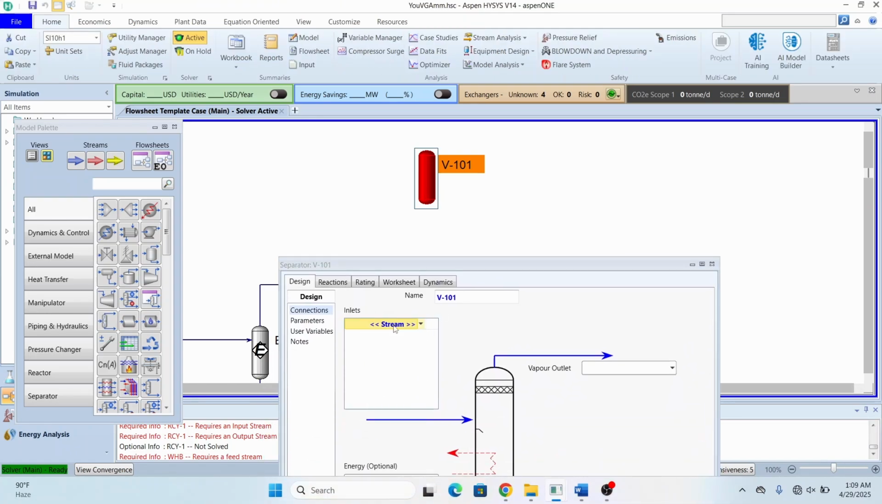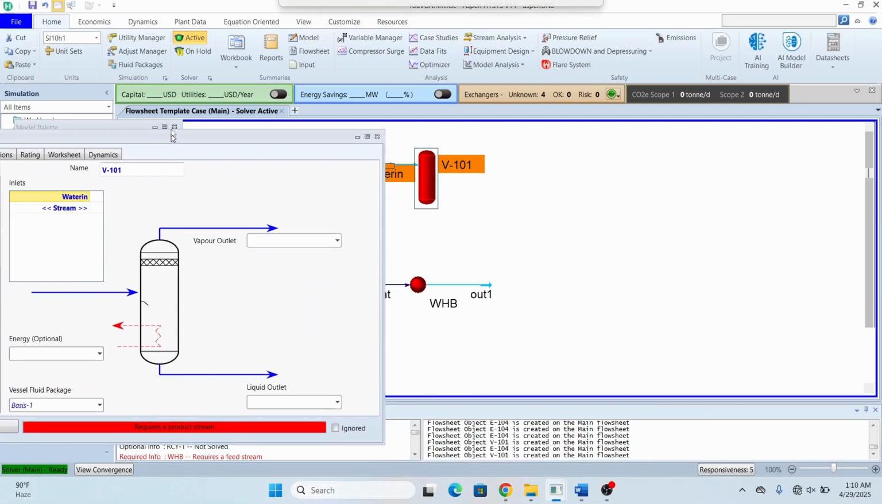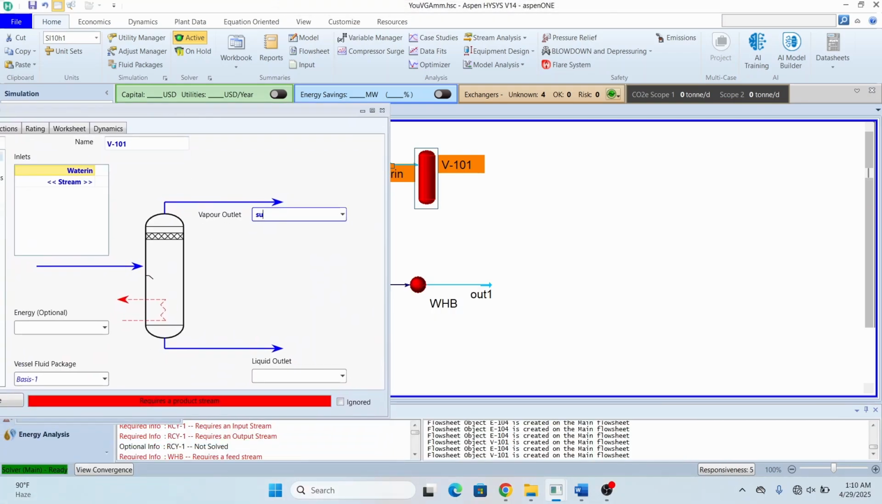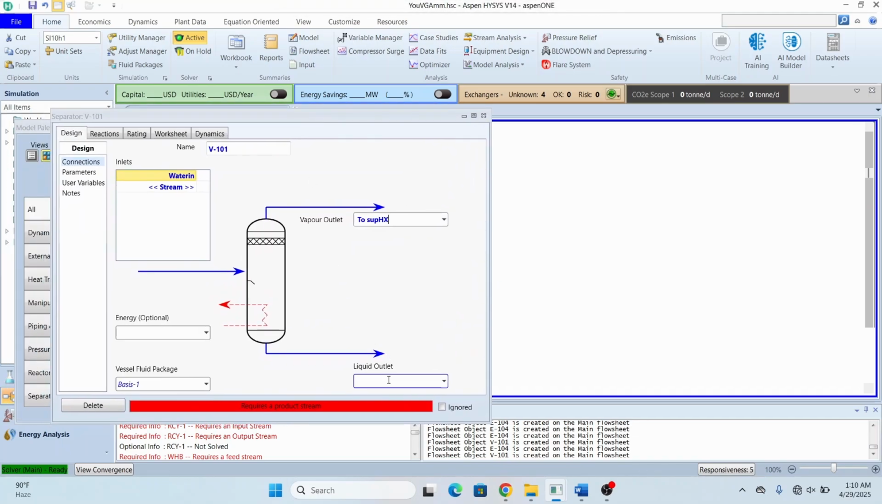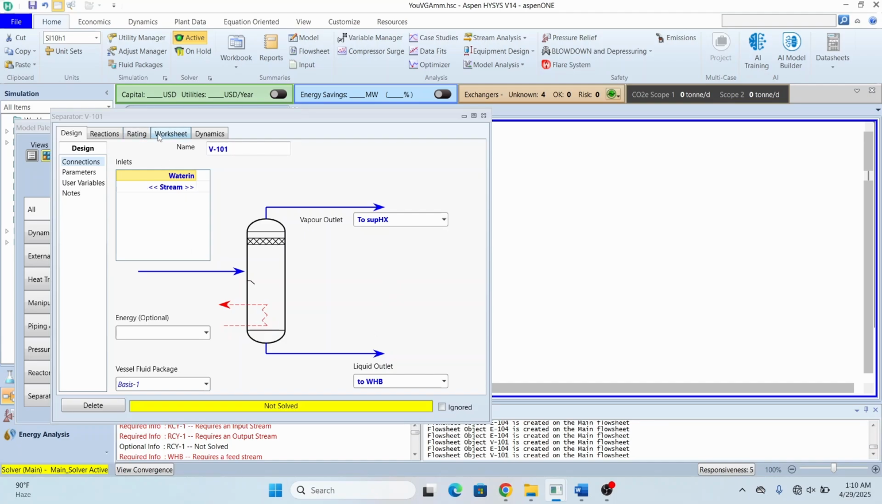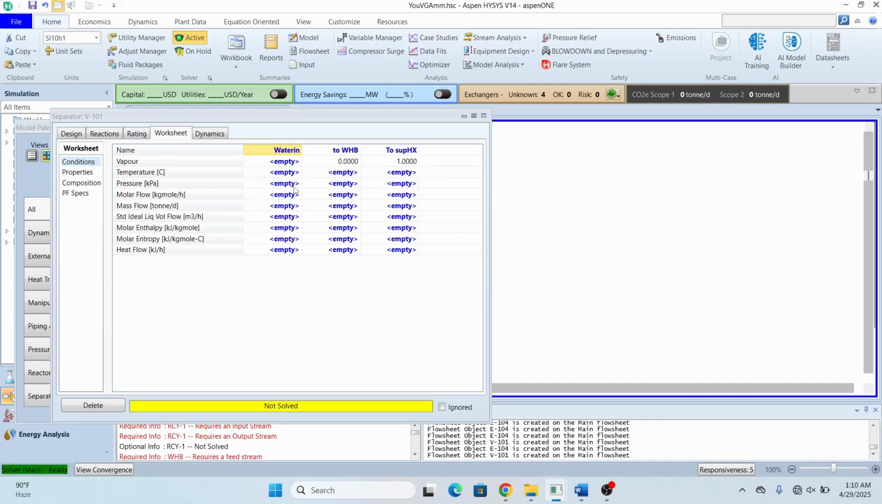In this steam drum, we will have our liquid stream. You can write here water in, and its vapor will be going to our superheater. So you can write here to superheater, and its liquid will be going to our waste heat boiler. So now it is not solved because we haven't specified our water inlet.